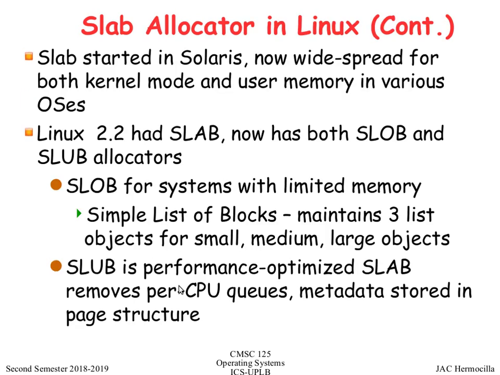So there are variants like the SLAB and the SLUB. And SLOB is for embedded systems. There's no particular data structure, just sizes: small, medium, large. Okay? So if the system, the kernel, needs a large memory, it will take from large. Okay? Of course, this will suffer from fragmentation.